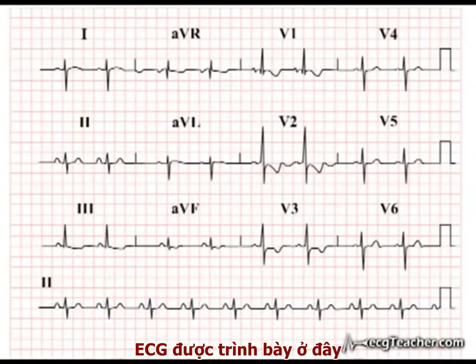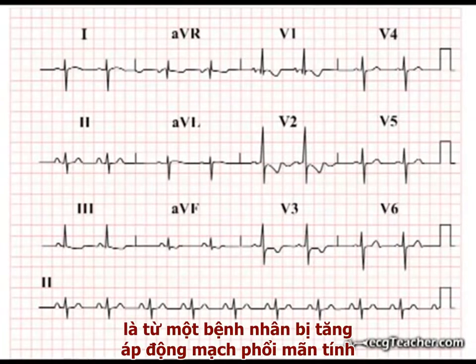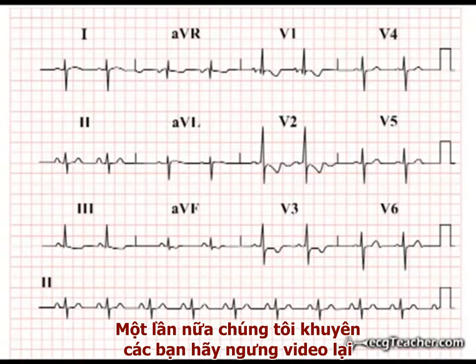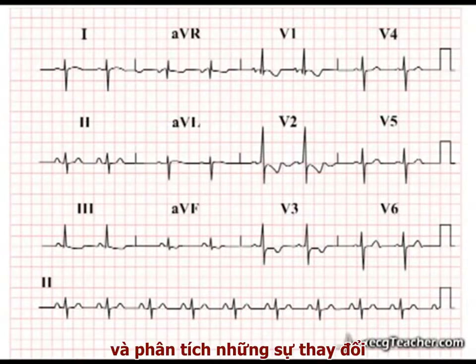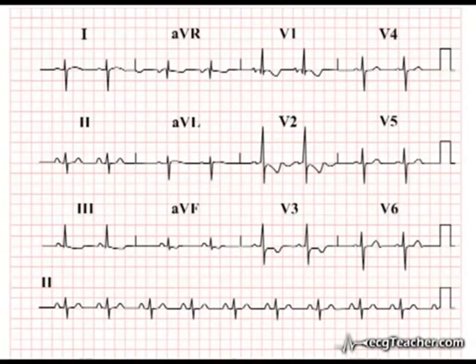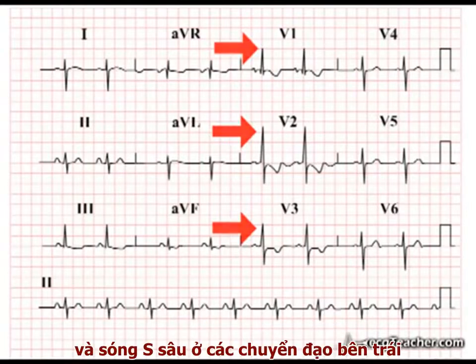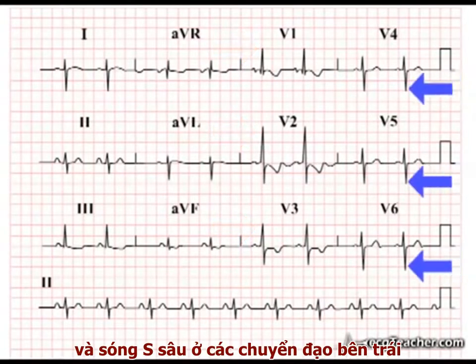The ECG shown here is from a patient with chronic pulmonary hypertension. Again, we would invite you to stop the video at this point and analyze the changes present. You'll notice the prominent R waves in the right-sided chest leads and significant S wave activity in those on the left.